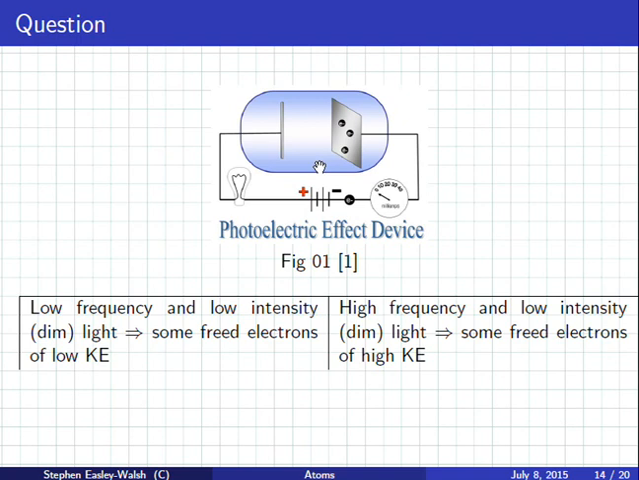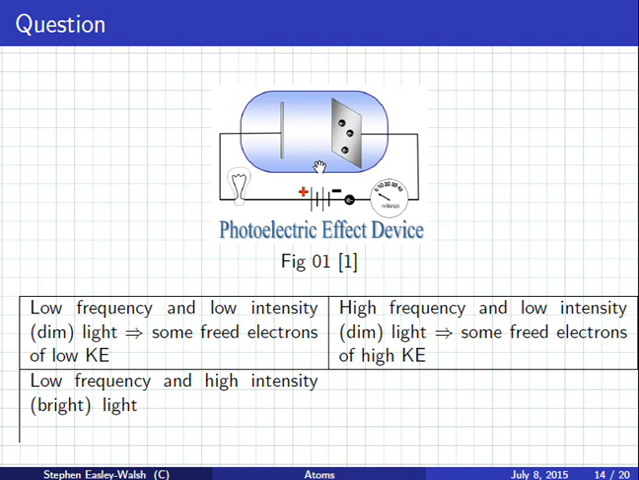Okay? Now, next, since you're so great. If you have low frequency and bright light, the kinetic energy must be low. So kinetic energy low, and more electrons. Correct, many freed electrons of low energy.